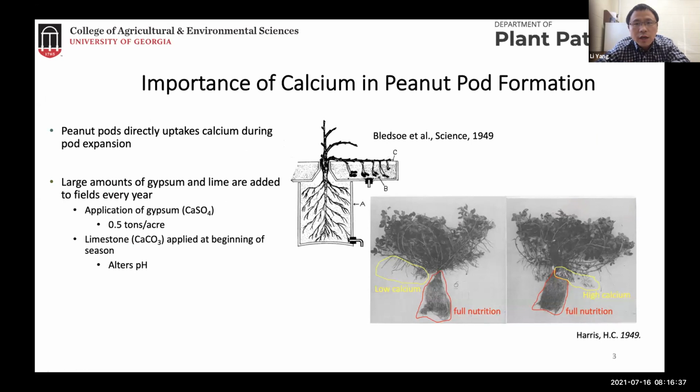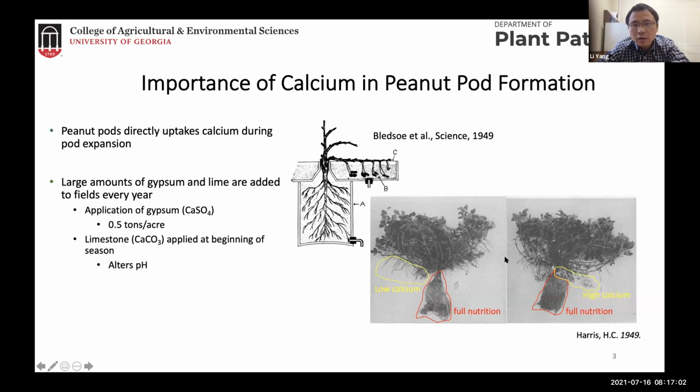The importance of calcium for peanut lies in the concentration of calcium in the packing zone. Some very nice work done in the 1940s showed that developing pods directly absorb calcium from the packing zone soil. The calcium in developing pods is not transported from the root system.